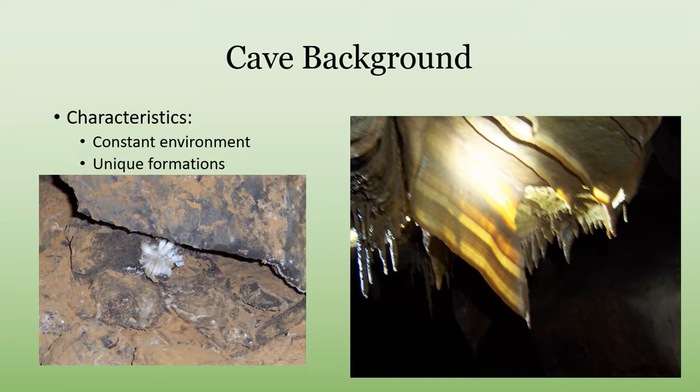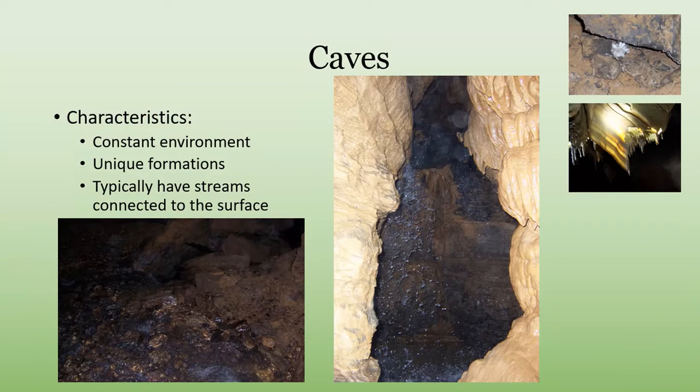So, cave characteristics. Most caves have these characteristics, including Endless Caverns. They typically have constant temperature throughout year-round, and they have a lot of unique formations, such as on the left you can see a formation called a gypsum flower, and on the right is a formation called cave bacon. And caves also typically have streams that are connected to the surface. This provides water for the organisms living within the cave.